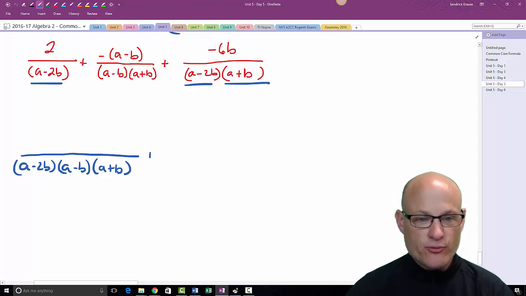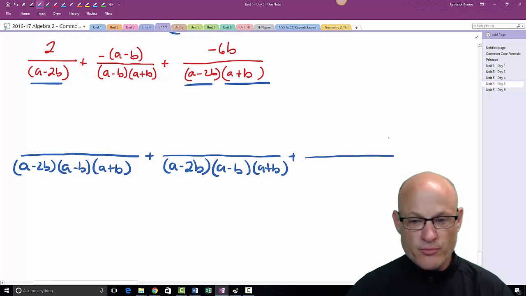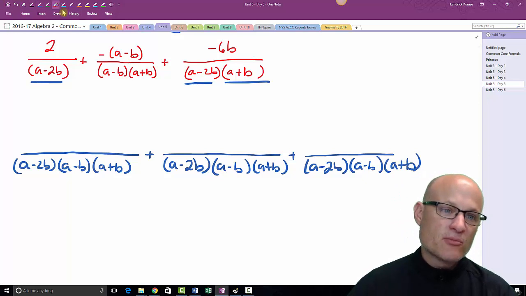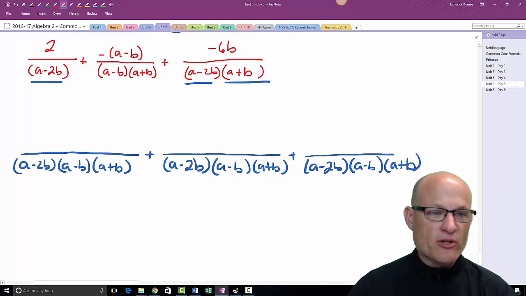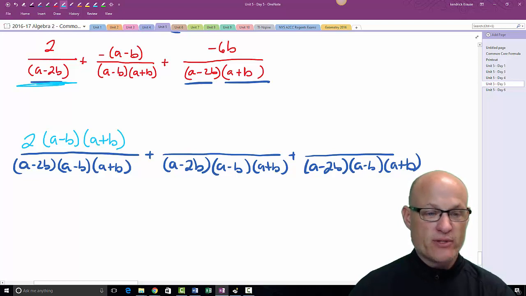So I'm going to write this under each fraction. I should have picked a smaller pen. A minus 2b, a minus b, and a plus b. Plus, uh-oh, big head's in the way. You're going to have to just verify that a minus 2b, a minus b, and a plus b. Got to get a smaller pen. So, this one was missing 2 things. It's missing the a minus b and the a plus b. Because it only had 1, and there's 3 down there now.